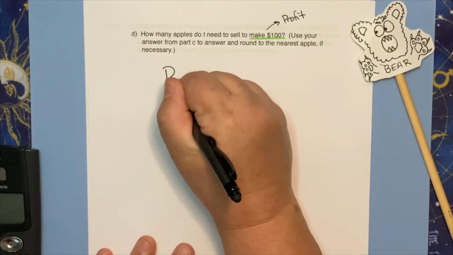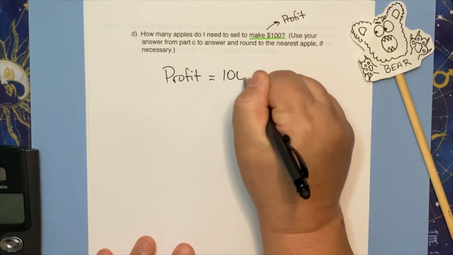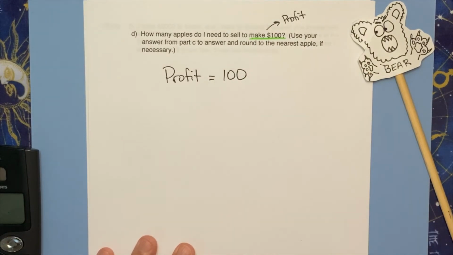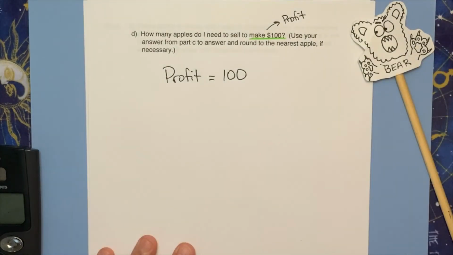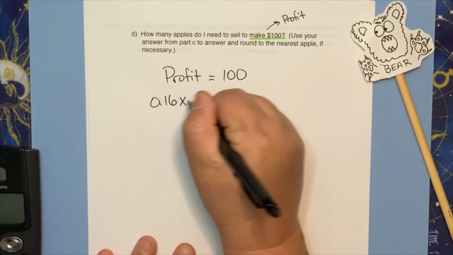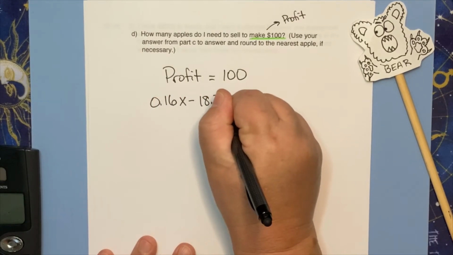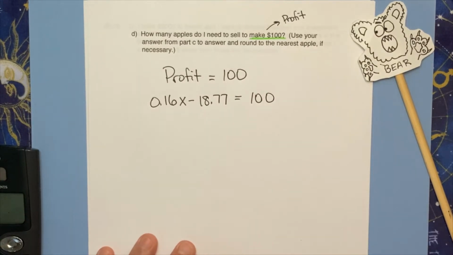So I want to set my profit equation equal to 100, and it's helpful that I have the profit equation right over here from the previous page. I just have to copy it down. So it is 0.16x minus 18.77, and I'm going to set that equal to $100.